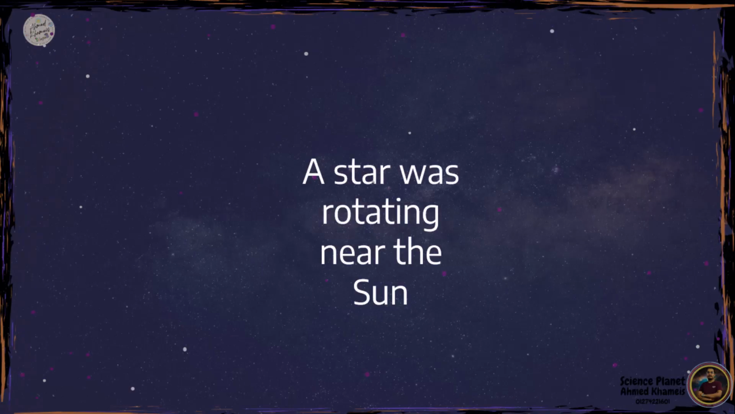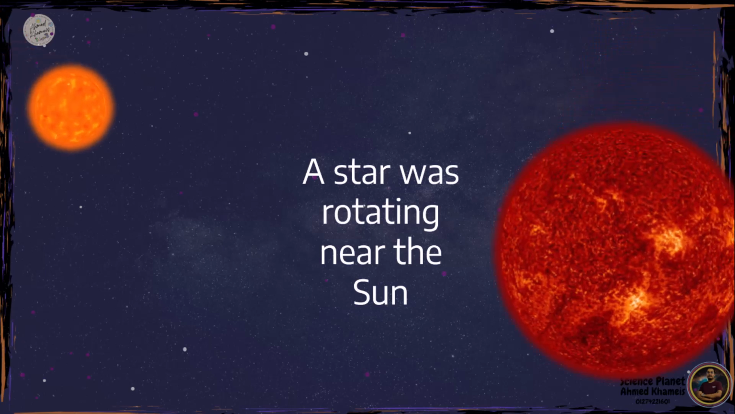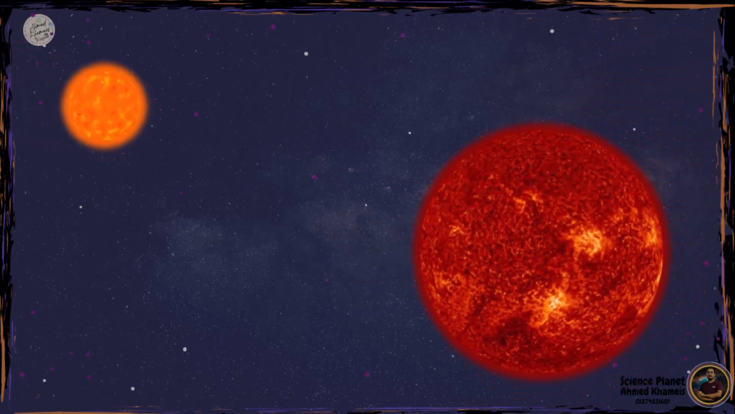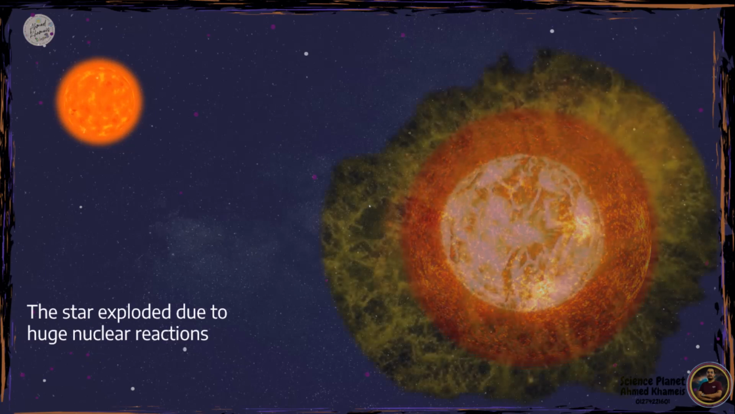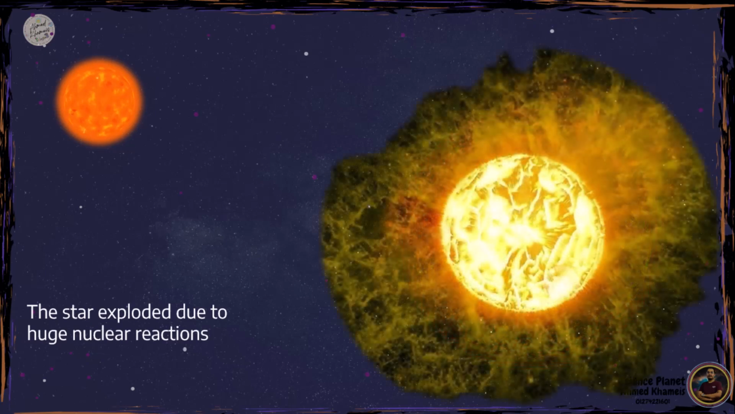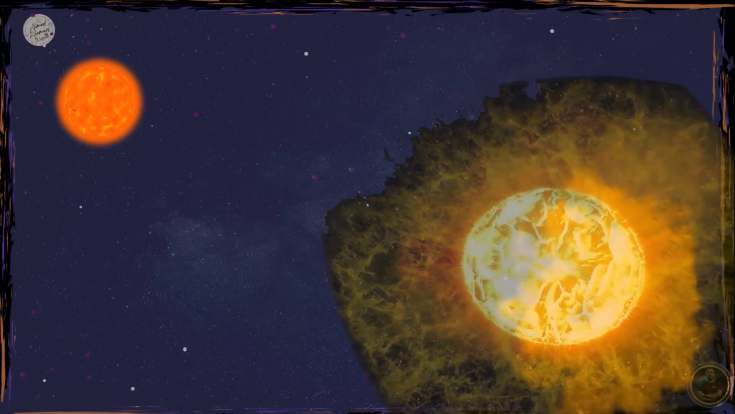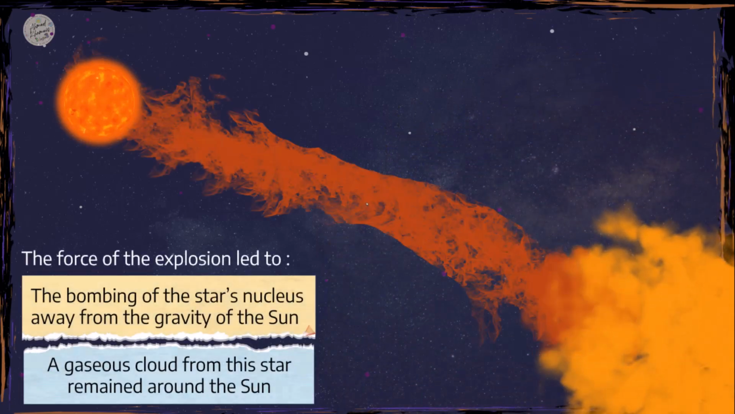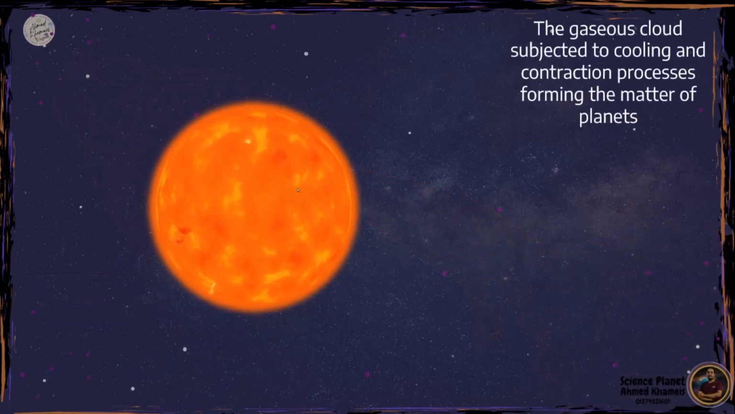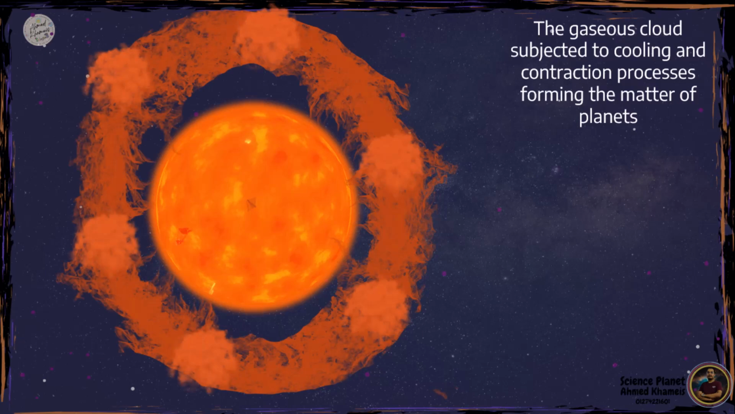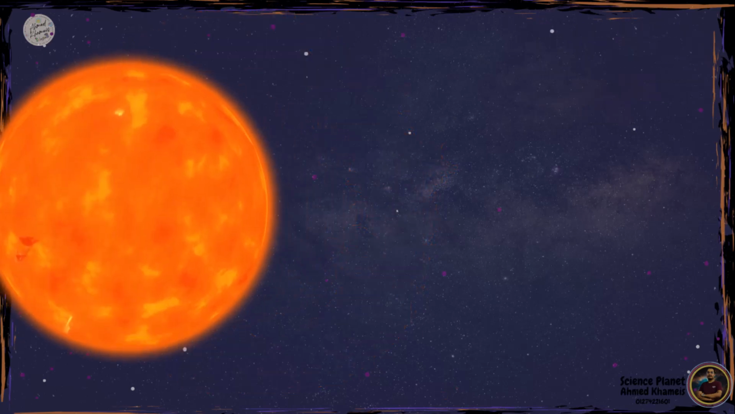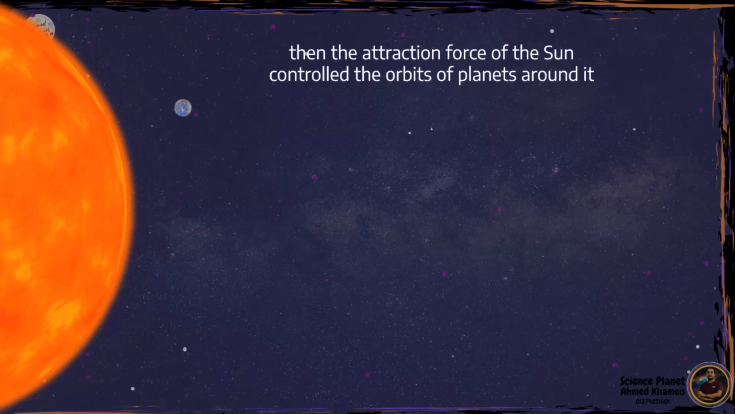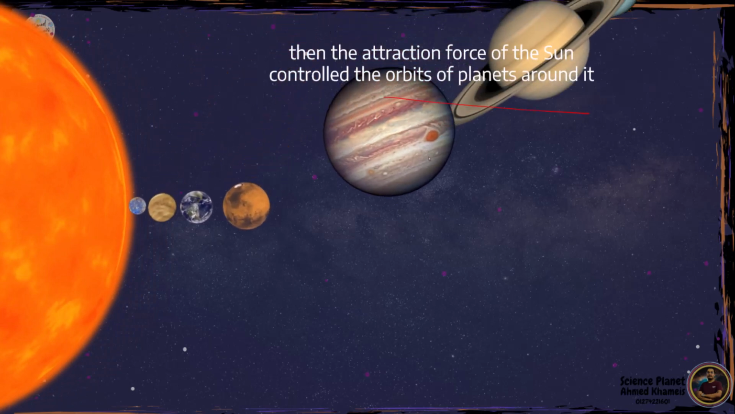So the star was rotating near the sun. This star exploded due to the huge amount of nuclear reactions, and due to the explosion, the star escaped from the sun's gravity, and the explosion sent a huge amount of gas toward the sun. The gaseous cloud cooled, forming the planets, and the sun controlled the orbit of the planets around it.